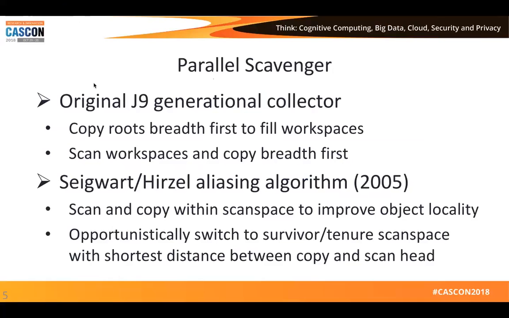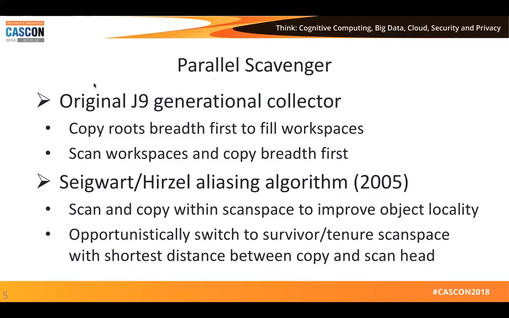What they did was say, okay, we've got two scan spaces. We've got one for survivor, and we've got one for tenure. Let's always scan the scan space that has the shortest scan-copy distance. And we'll switch between them as necessary, so we're always scanning within the scan space with the minimal scan-copy distance.